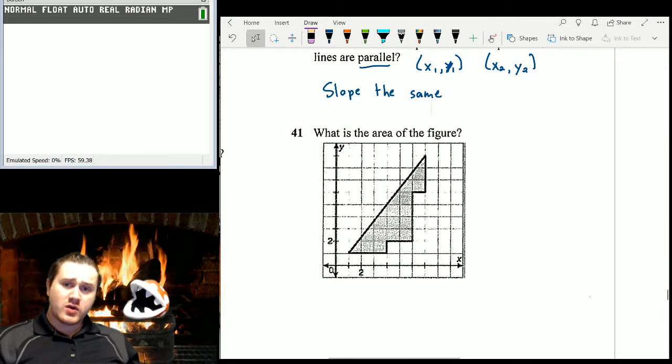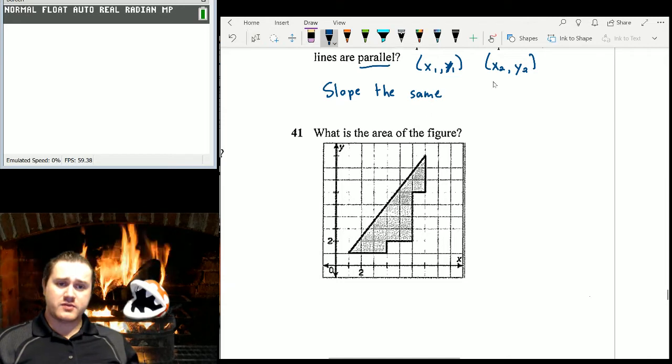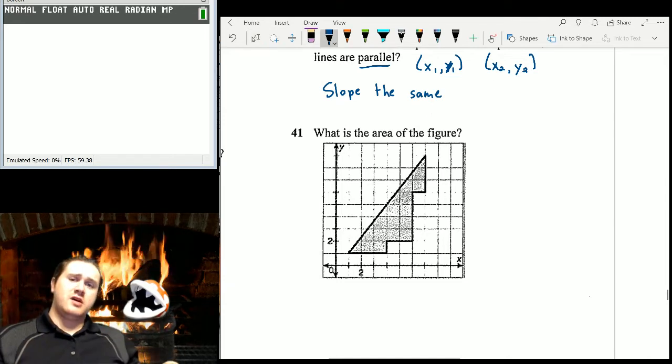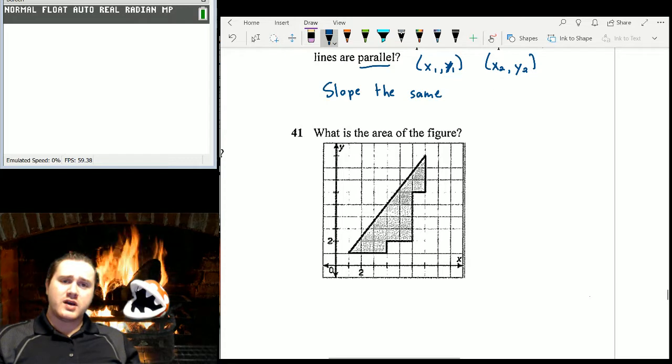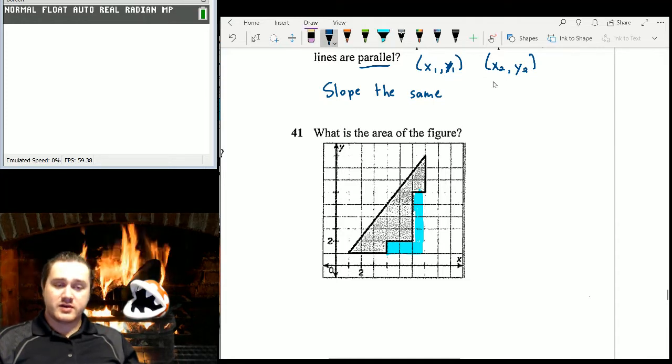Alright, number 41 wants us to find the area of the figure. If you look at this as a whole, you recognize that it's kind of a triangle but misses a little section. But the easiest way on this is to use a triangle. The bottom ends up being 6 units long, and it goes up 1, 2, 3, 4, 5, 6, 7, 8. So it's 6 by 8.